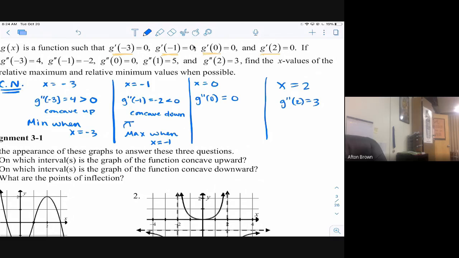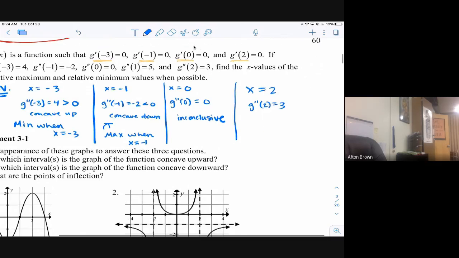You guys agree at -1, I got max. What do you think at 0? Inconclusive. 0 isn't positive or negative, so we don't know. So this is inconclusive. Wouldn't that be where concavity changes? Maybe, maybe not. So it turns out we'd have to know more about the function. So we can't conclude that it is or isn't.